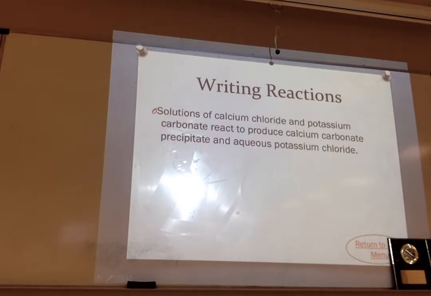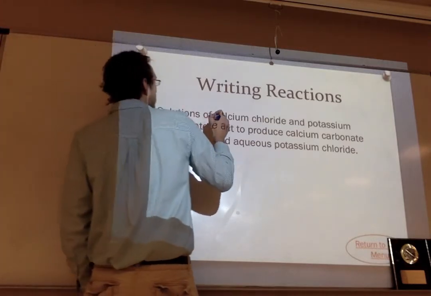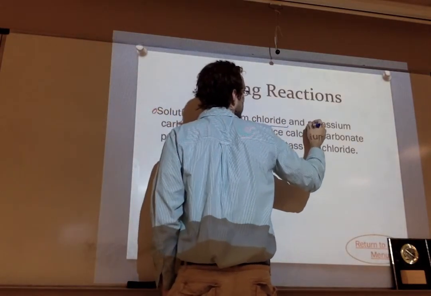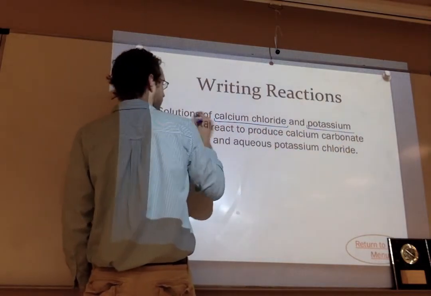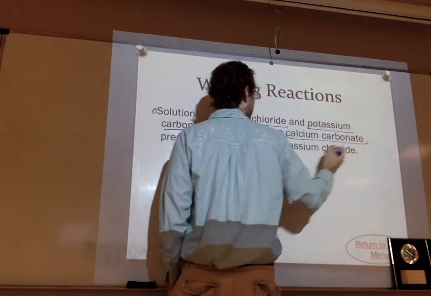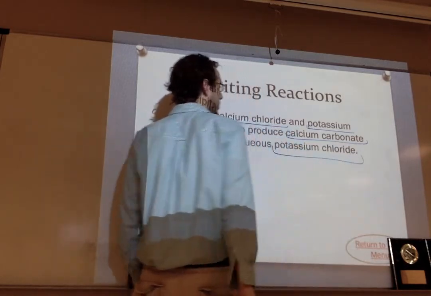Solutions of calcium chloride and potassium carbonate react to produce calcium carbonate precipitate and aqueous potassium chloride. Could we write a balanced chemical equation including state symbols? What do you want to do first? Start with the reactants. When I come across a problem like this, I always go ahead and underline my chemicals: calcium chloride and potassium carbonate.